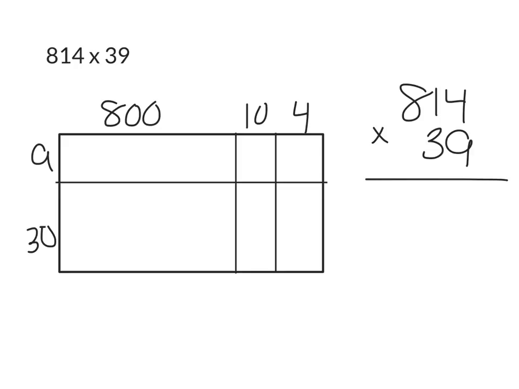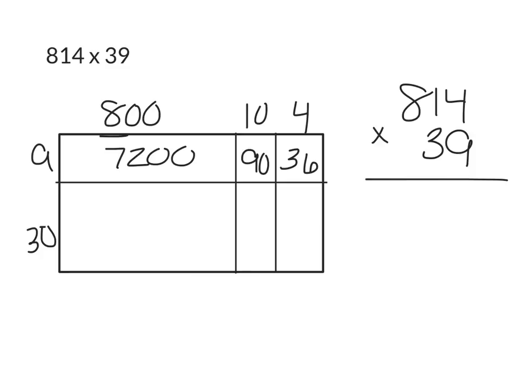And now we'll go through and just multiply each portion of our area model. 9 times 4 is 36. 9 times 10 is 90. And 9 times 800, well, that's a little harder, but I see that I could multiply 9 times 8. And 9 times 8 is 72. So 100 times more than 72 would be 7,200. Now I need to go ahead and add these together.